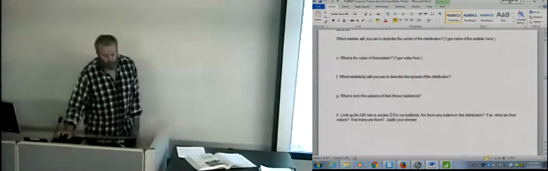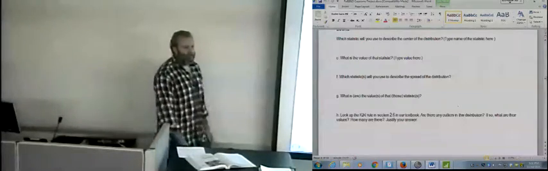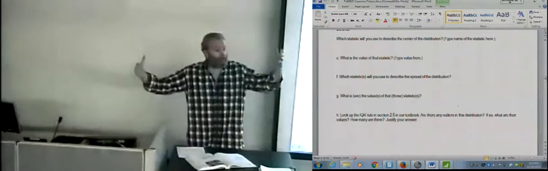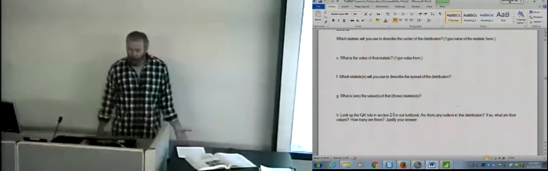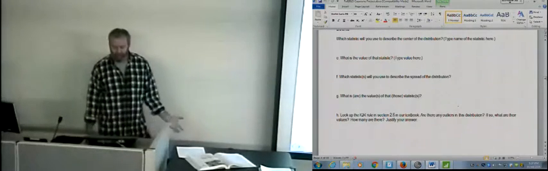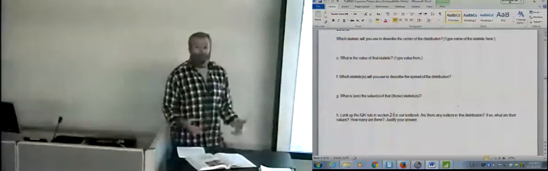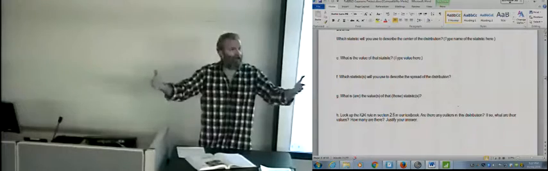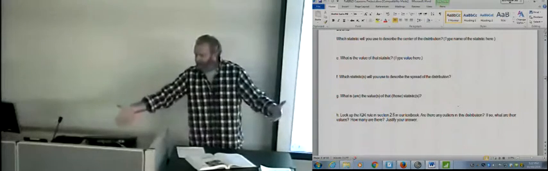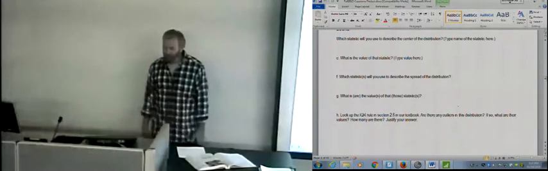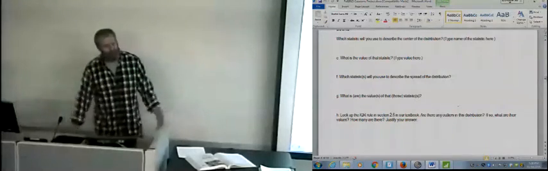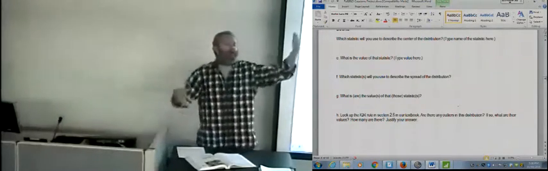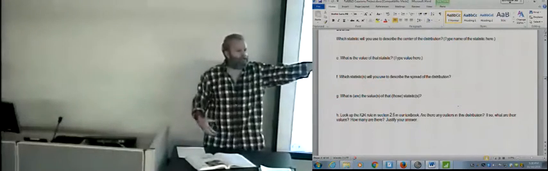Look up the IQR rule in section 2.6 in your textbook. Remember, that was the one where it told us about outliers. You had an upper fence and a lower fence. Look that rule up. Are there any outliers in this distribution? If so, what are their values? In other words, don't just tell me, oh, yeah, there is. No. Check it with the 1.5 times IQR rule. All right? That's what justify your answer means. Oh, yeah, I had somebody pass the upper fence, or I had somebody below the lower fence. Okay?